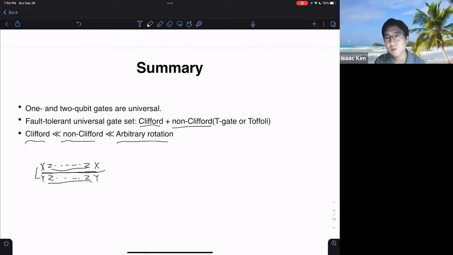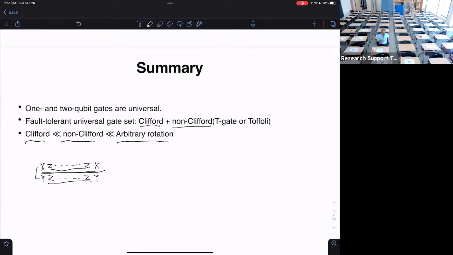But the cost ends up being not good. For example, the qubits that you need would be similar, and the number of time steps you need would be pretty similar. Okay, thank you.